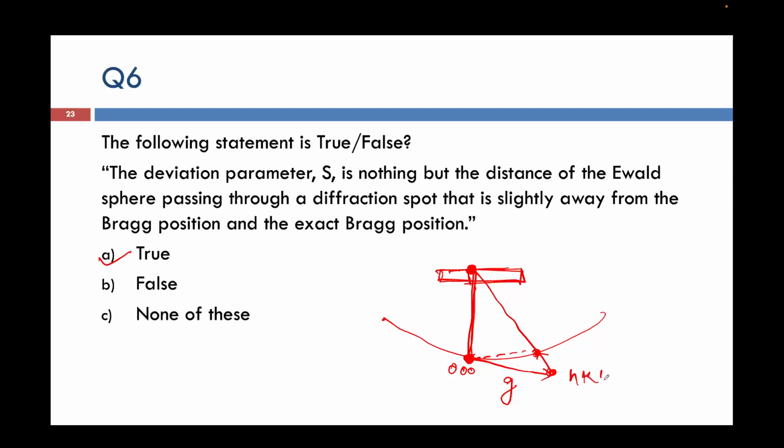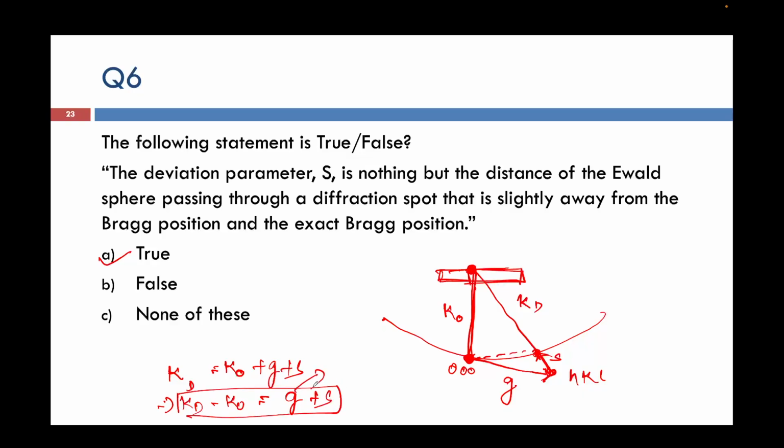This is some HKL, and this is the G vector. If this is K naught and this is KD, then this is the S vector, the deviation parameter. Vectorially, KD is equal to K naught plus G plus S. That means KD minus K naught is equal to G plus S. So G is the scattering vector, right? That is how we have defined the deviation parameter.